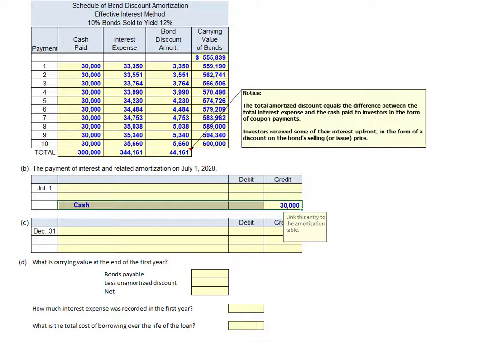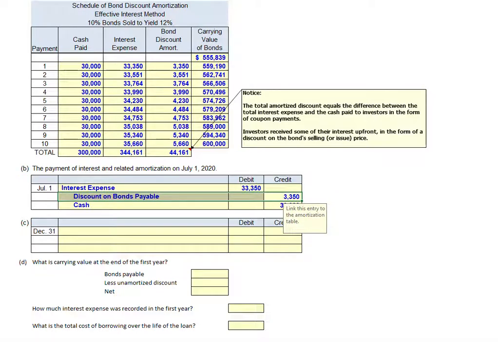On July 1st, we will pay investors a $30,000 coupon payment and record $33,350 in interest. We will also then, since debits don't equal credits, credit the discount on bonds payable for $3,350. On December 31st, we won't pay investors $30,000 in cash because we actually don't owe them the cash until January 1st.